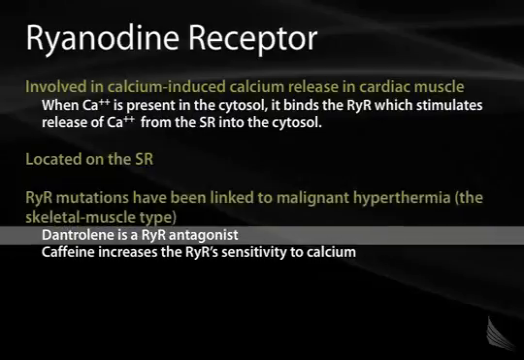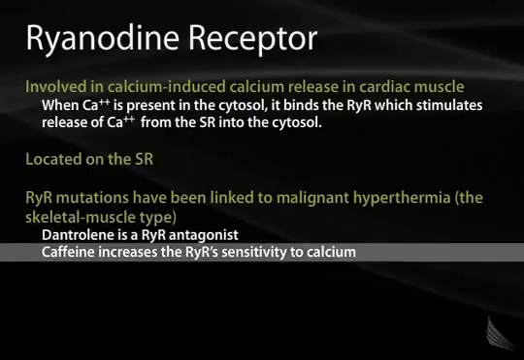Dantrolene, which is the cure for malignant hyperthermia, is actually a ryanodine receptor antagonist, whereas caffeine is a ryanodine receptor sensitizer, meaning it increases the sensitivity of the ryanodine receptor for calcium and increases the amount of calcium that's released in response to calcium. Remember that the ryanodine receptor is responsible for calcium-induced calcium release.